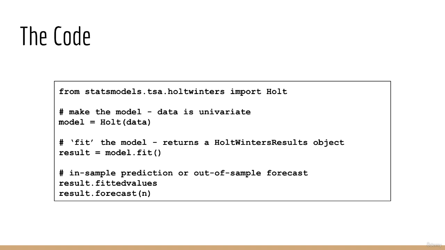This returns a result object. We can use the result object to obtain the predicted values from the train set by calling the attribute fittedvalues. And if we want to forecast, we can call result.forecast, passing in the number of time steps to forecast.